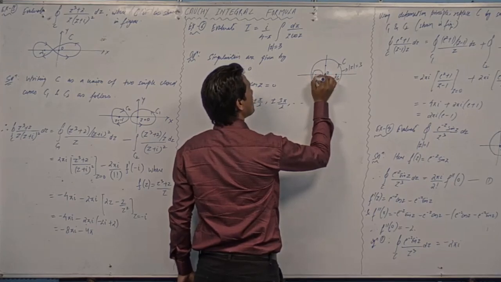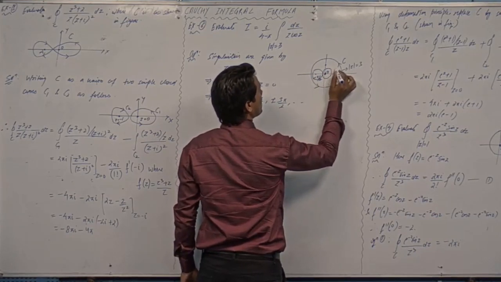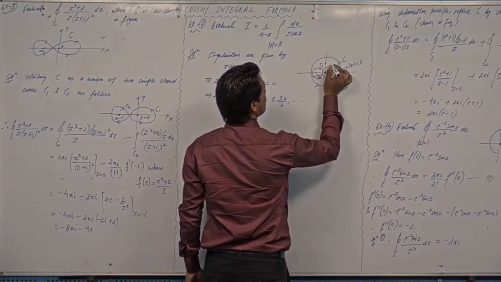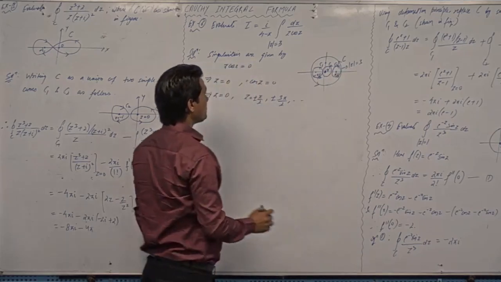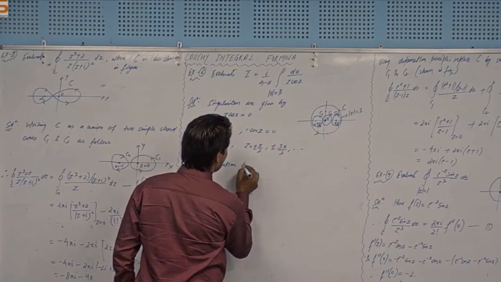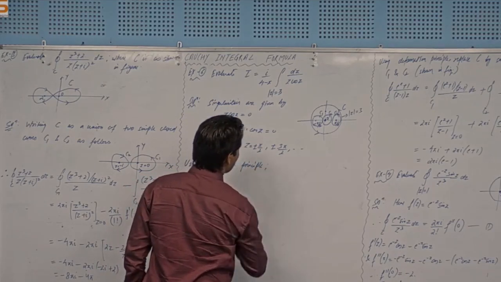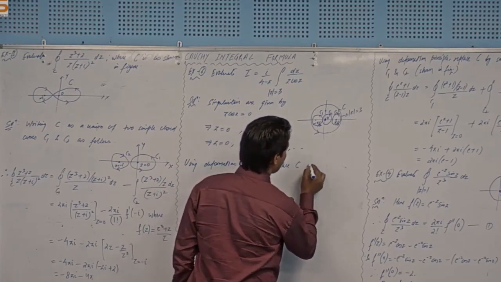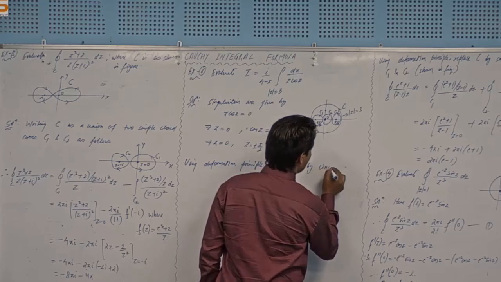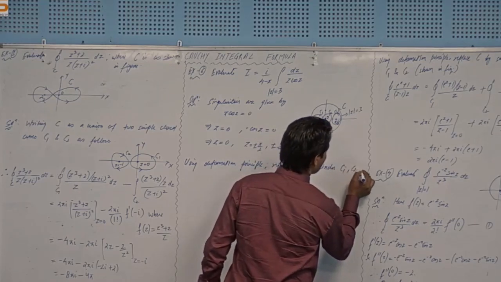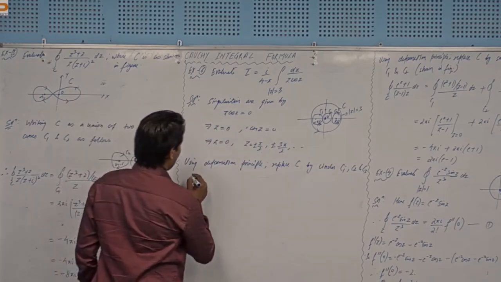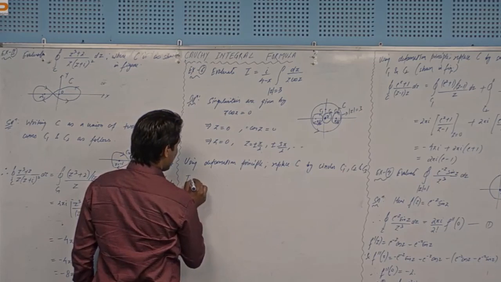First circle is this one, C1, and then C2 and then C3, and all of them having orientation anti-clockwise: C1, C2, C3, right? So using the deformation principle, replace C by circles C1, C2 and C3 as shown in the figure, right?